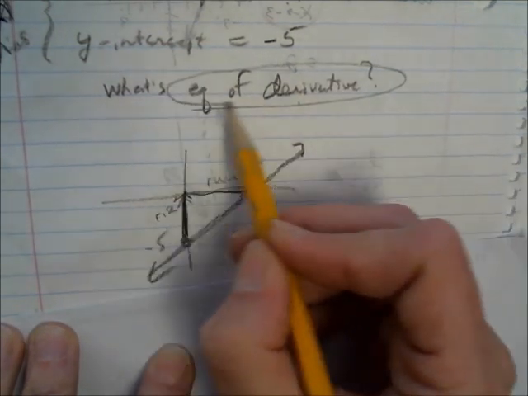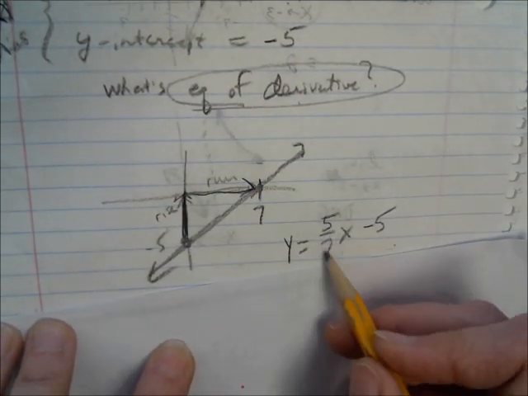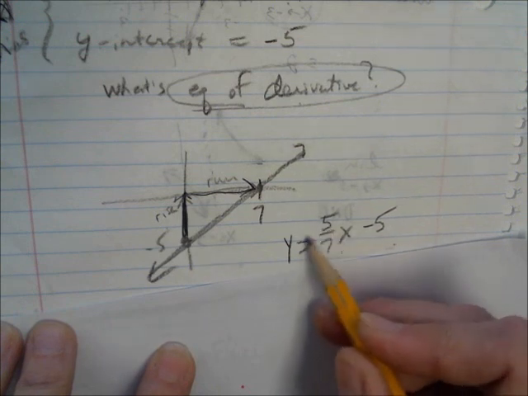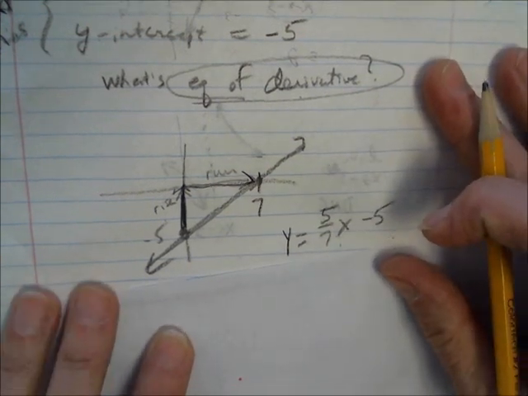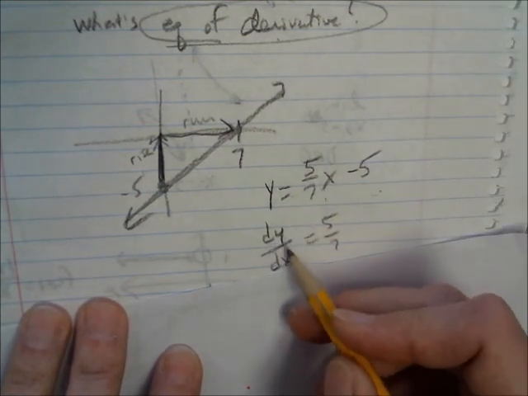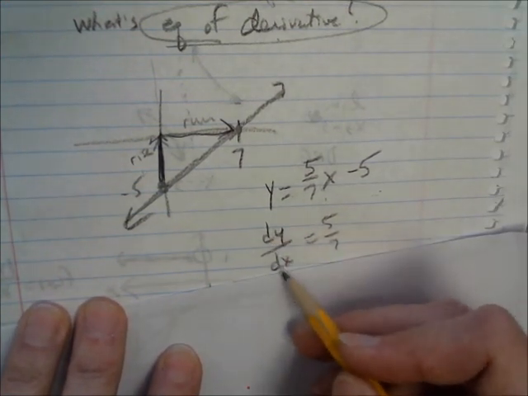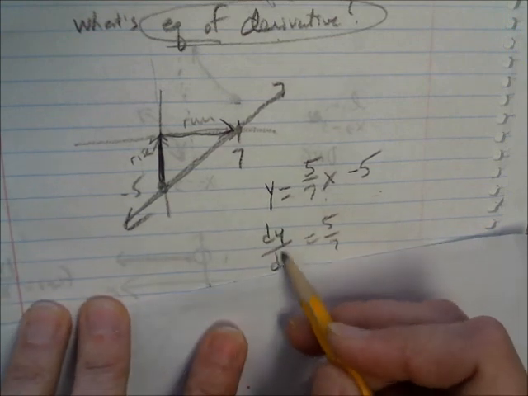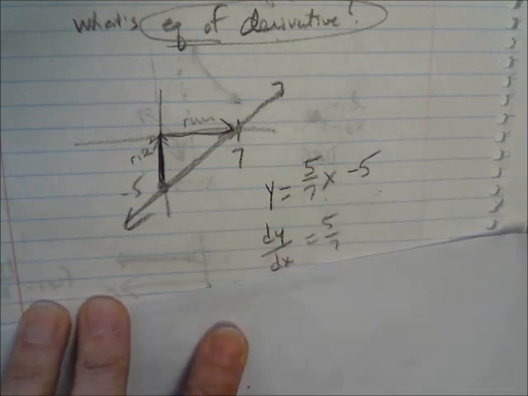Well, what's the equation of the derivative? All you have to do is take the derivative of this function, and the derivative of y equals 5/7 x minus 5 is dy/dx, or f prime of x, or y prime, whatever you want to call it, it's all the same. dy/dx is equal to 5/7 because it's just the slope.